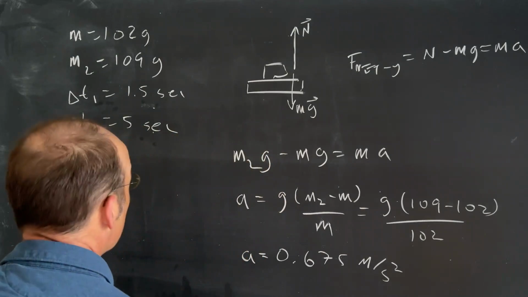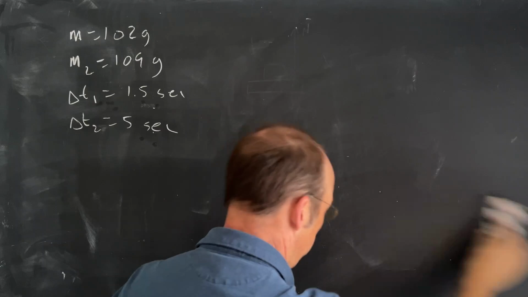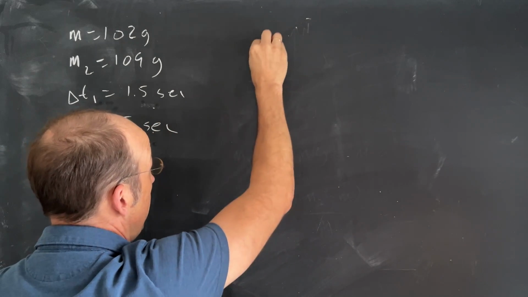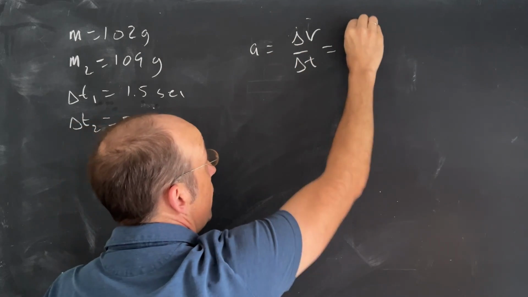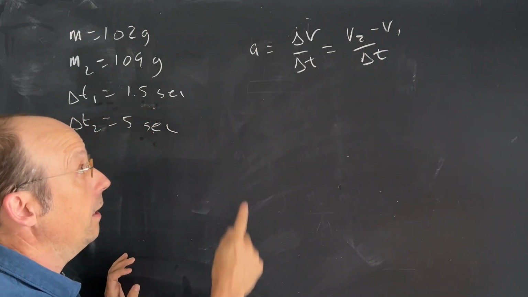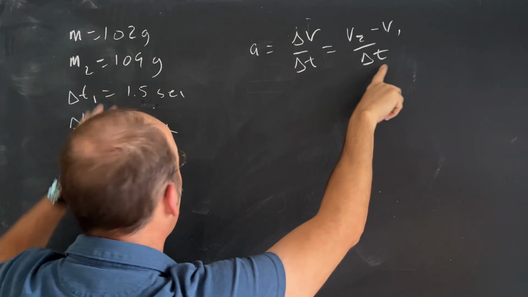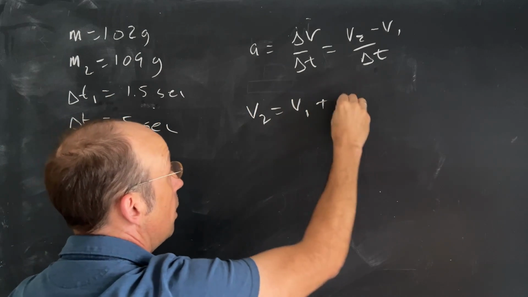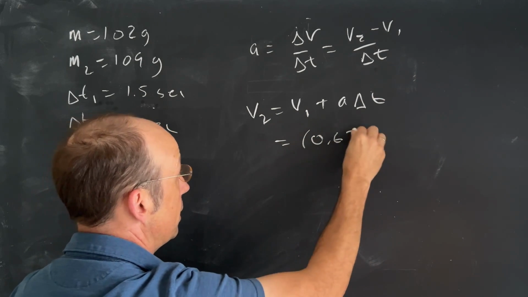Okay, so let's do that. It'll give us a place to start, and then like I said, we can get a much better value. So let's find the velocity. In the y direction, I can say a is the change in velocity with respect to time, v2 minus v1 over delta t. And then I know my initial velocity is 0, and my delta t is 1.5 seconds. I know my acceleration. So v2 is v1 plus a delta t. So it's 0.6. What did I just erase?